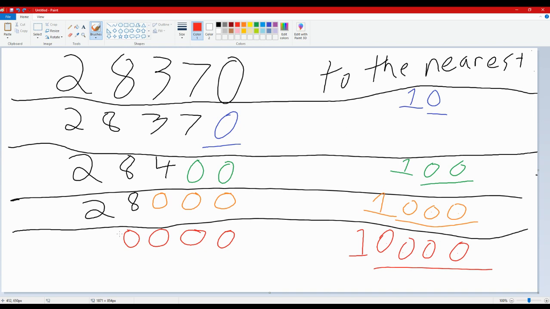Anyway, so this 8, again, its last dying wish is, please go up for me. And because it's bigger than 5, this 2 does actually go up. And it becomes a 3. So, 28,370. Oh, we shouldn't forget our commas.